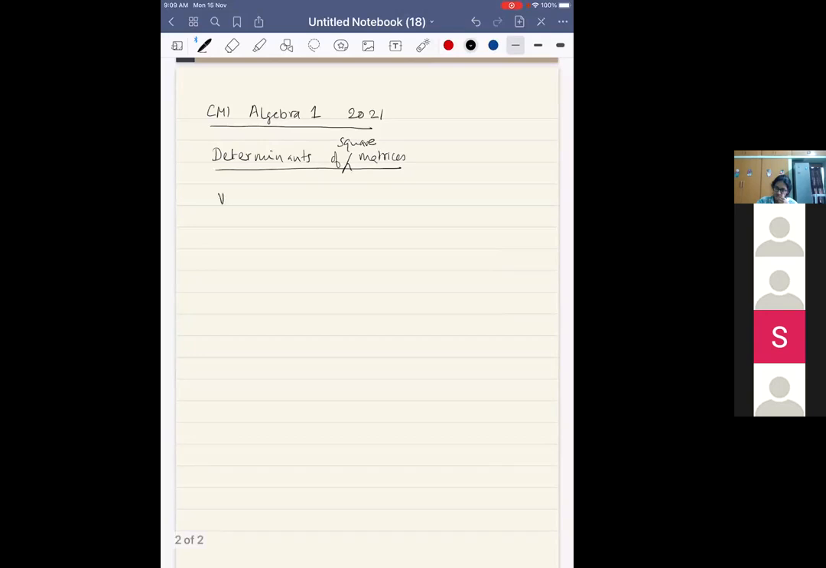So for every n bigger than or equal to 1, we defined a function from the space of n cross n matrices to the corresponding field. Since we are mostly looking at real matrices, the determinant will have real values. So often we drop the subscript n, just call this det, and we proved that the determinant has a number of properties.